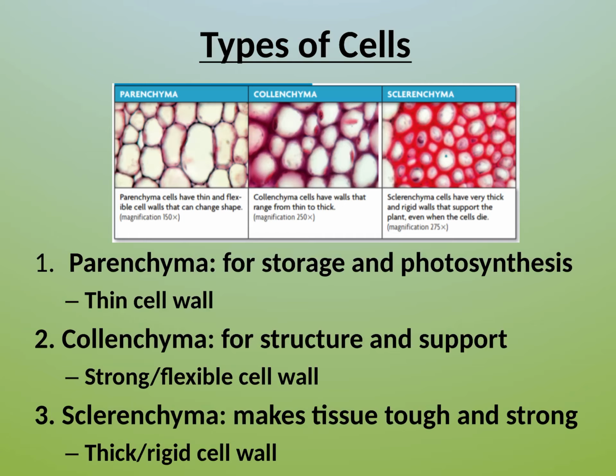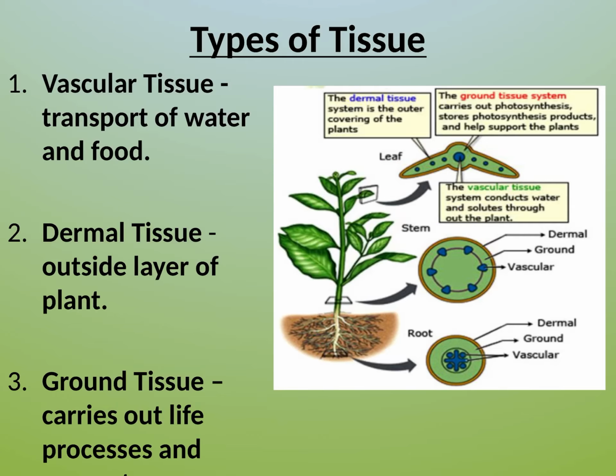All right, so those are our types of cells. So when cells are working together, we know we call that tissue. So we're going to go over the three types of tissue that we find in plants. So number one is vascular tissue. Vascular tissue transports food and water throughout the plant. Right? Plants have vascular systems just the way humans do. Our vascular system pumps our blood and everything that we need all throughout our body. The vascular system for the plants transports everything it needs all throughout their body.